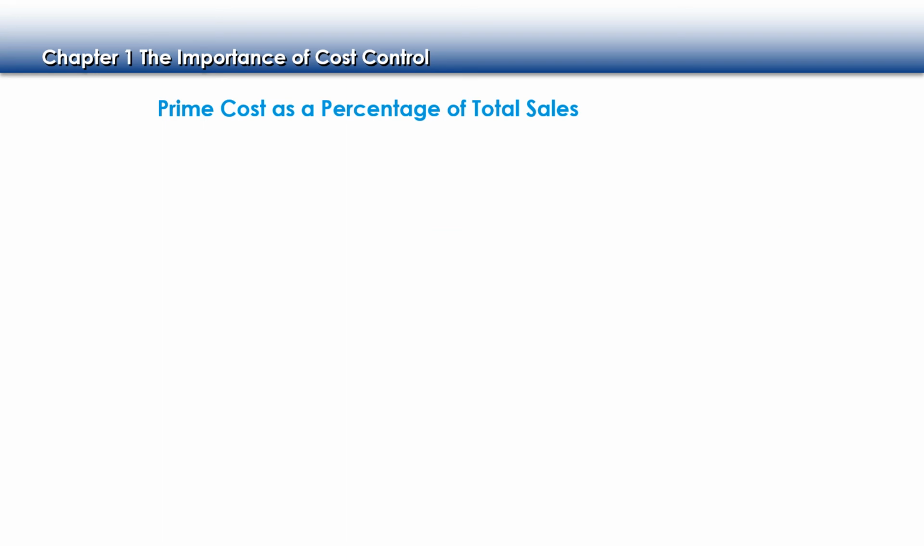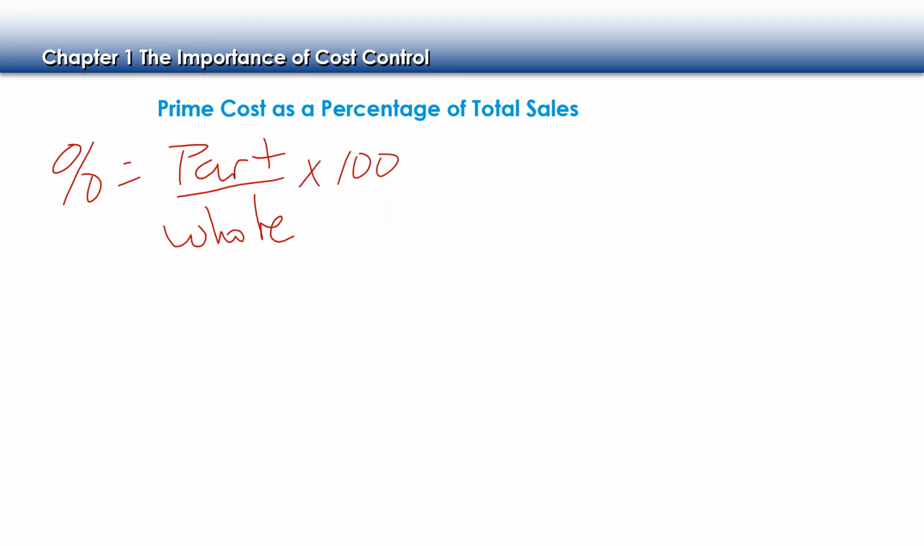We often look at our costs as a percentage of our total sales. And so I'm going to give you two different formulas. The first formula is going to be percent equals the part over the whole. Okay, the part of the whole. That's how we look at our percentages. And then we multiply that number by 100.